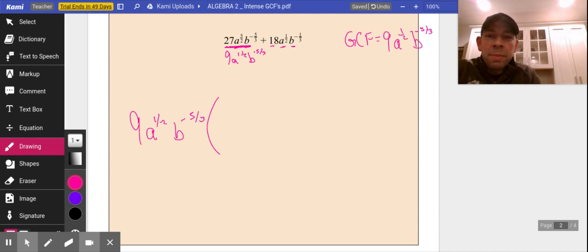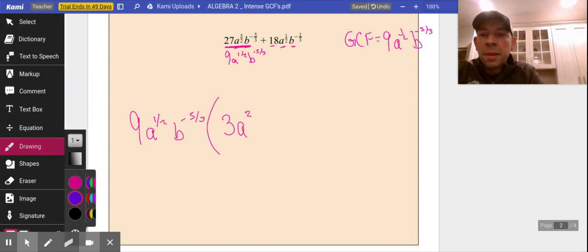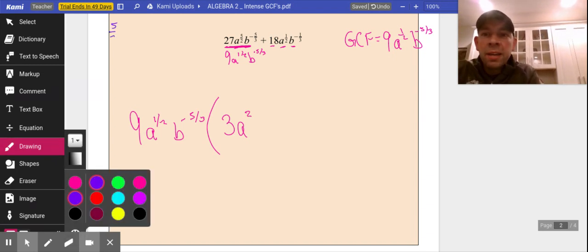Okay, 27 divided by 9 makes 3. Now I'm going to subtract exponents. Just keep talking yourself through this. Subtract exponents, and that's going to make a to the 4/2, which simplifies to a squared. I'm going to do a little sidebar here. 5/2 minus 1/2 makes 4/2, which makes 2. All right, now let's do the b's. I think you're going to get b to the 0 because negative 5/3 minus negative 5/3 makes 0.